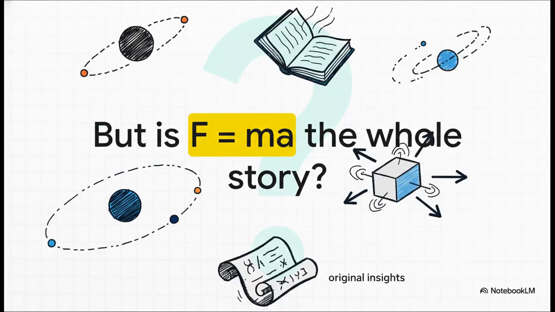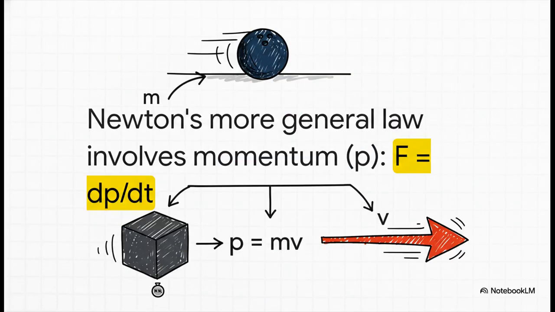So you have to ask the question, is F equals ma really the whole story? Is that iconic equation the final word on motion? Well, as it turns out, the answer is no. Newton's original idea was actually even more profound. And here it is. This is the real deal. Newton's truer, more general law connects force not to acceleration directly, but to something called momentum. This says that force is equal to the rate of change of momentum over time. And p right there, that's momentum. It's just an object's mass multiplied by its velocity.